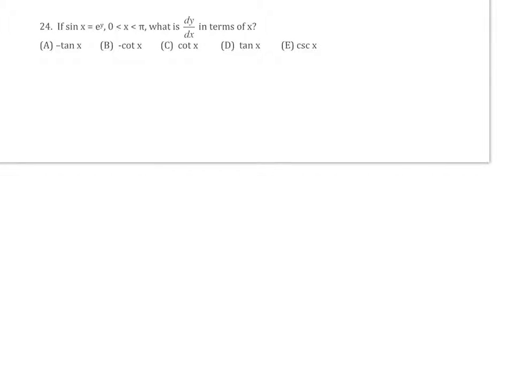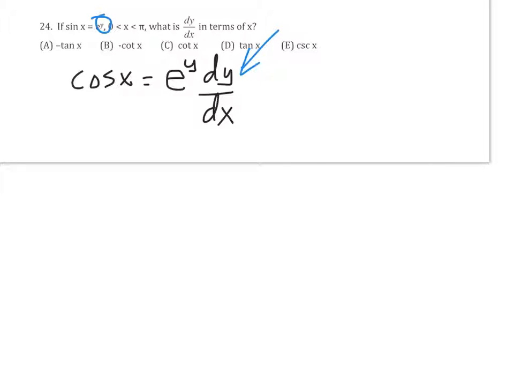24. Sine of x equals e to the y. Kind of weird. We have x's and y's. We could do implicit differentiation. It can work, and that is fine and dandy. In fact, let's go ahead and do that. First derivative of sine x is cosine x. First derivative of e to the y is e to the y dy dx. Just as a double check, we have 1 y in the original problem and we have 1 dy dx in our first line of first derivative, so we're feeling good about that.